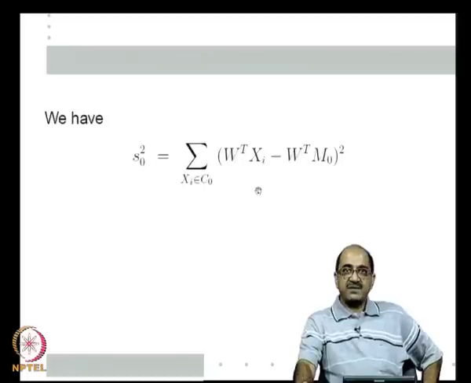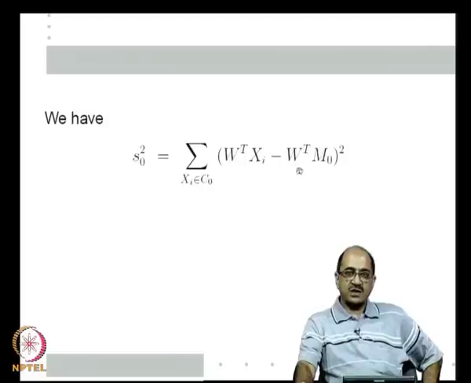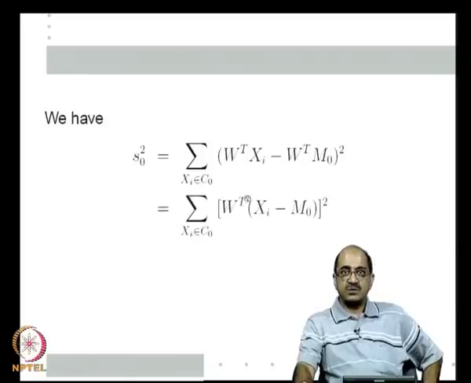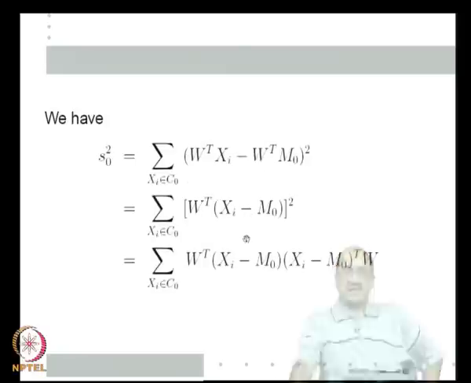S0 square by definition is the sum of (W transpose xi minus small m0) whole square. We know small m0 is W transpose capital M0. So, S0 square is the sum over xi belonging to C0 of (W transpose xi minus W transpose M0) whole square. So, I can rewrite this as (W transpose into (xi minus M0)) whole square. Now, once again just like what we did earlier, I can write what is inside this summation in terms of outer products. So, I can write this as W transpose (xi minus M0)(xi minus M0) transpose W.